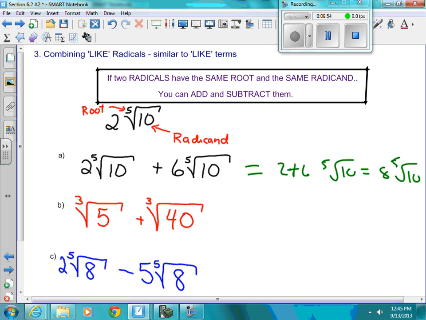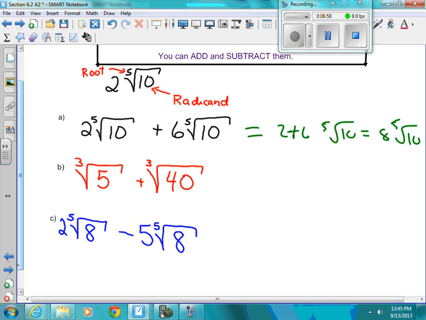What if they don't have the same root? Let's look at letter B. They don't have the same radicand, for instance, the third root of 5 plus the third root of 40. Well, can we break this down at all? Can we find any perfect cubes that divide 40?